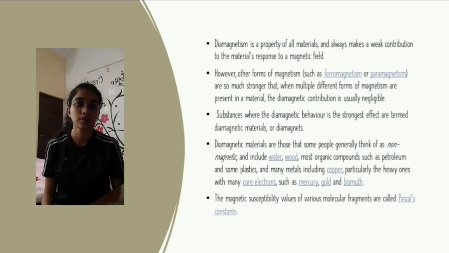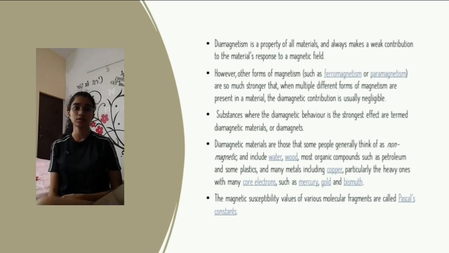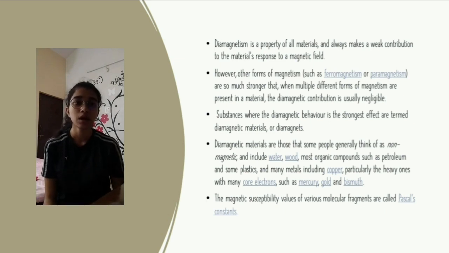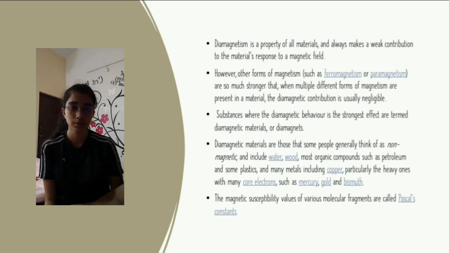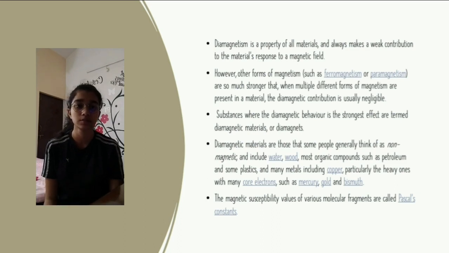Diamagnetism is a property of all materials and always makes a weak contribution to the material's response to a magnetic field. However, other forms of magnetism such as ferromagnetism or paramagnetism are so much stronger that when multiple different forms of magnetism are present in a material, the diamagnetic contribution is usually negligible. Substances where the diamagnetic behavior is the strongest effect are termed diamagnetic materials or diamagnets.